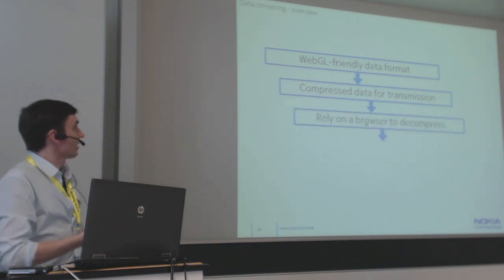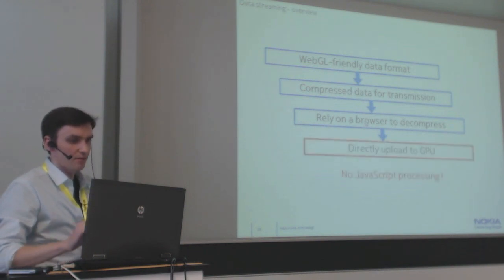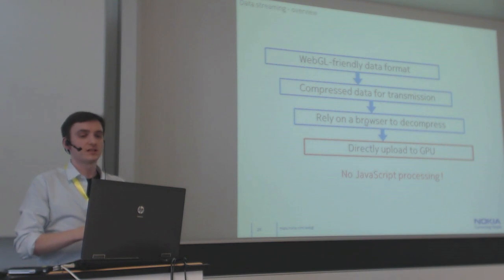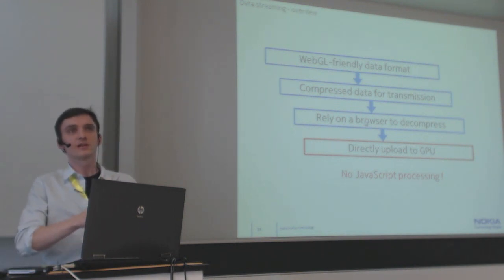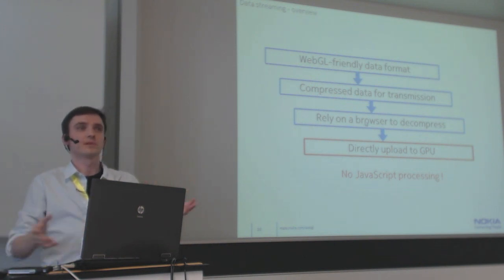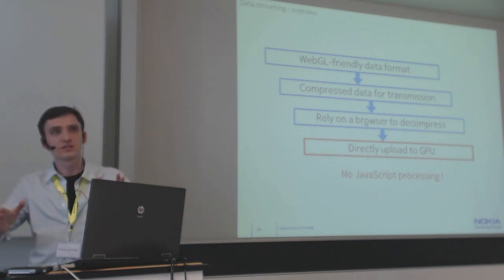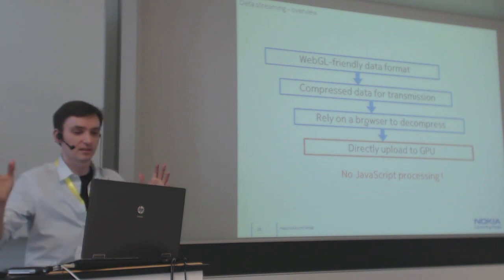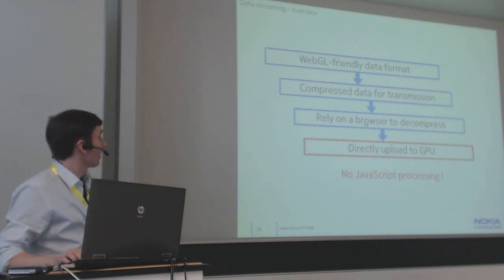So again, as I told, we rely on the browser to decompress everything and upload directly to the GPU. For example, what we compress for mesh data is raw index and vertex buffers without any kind of encoding. The browser decompresses it for you, and we just push it to upload to the GPU as it is, without any copying or processing.